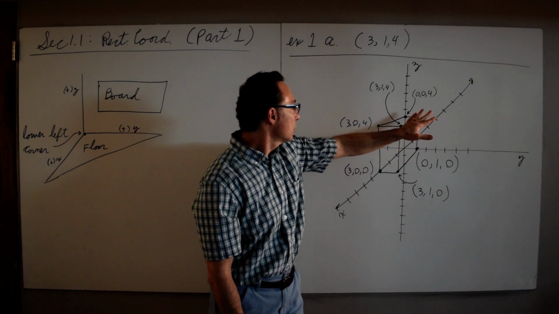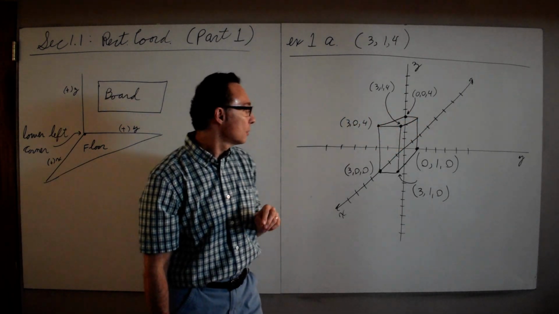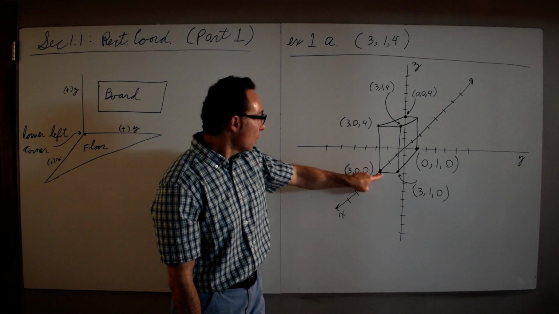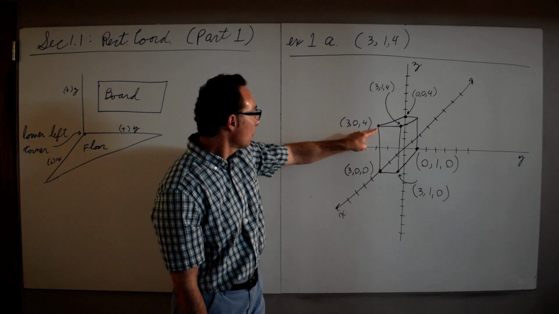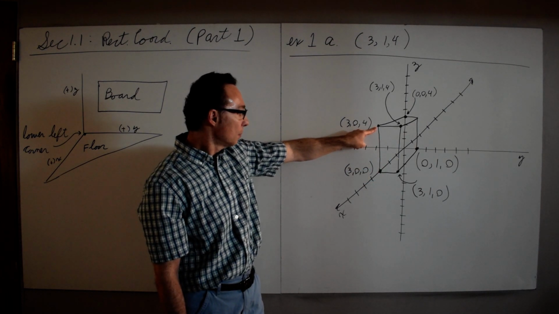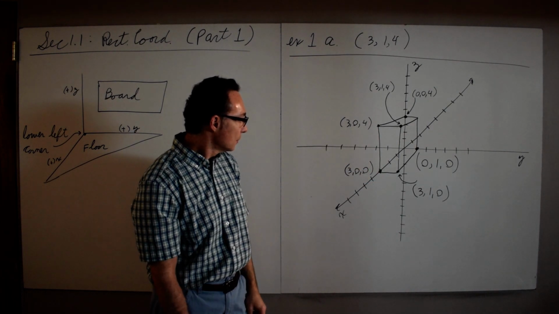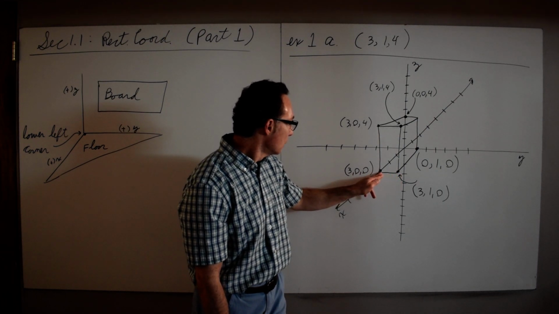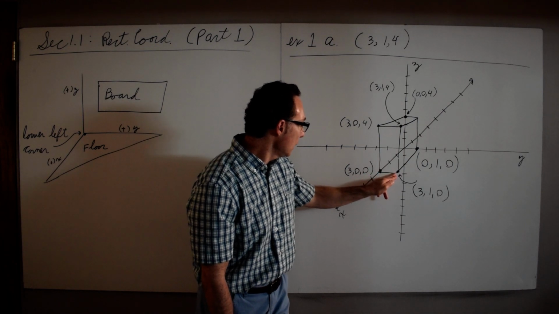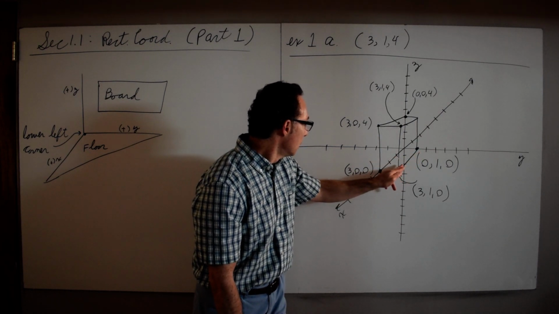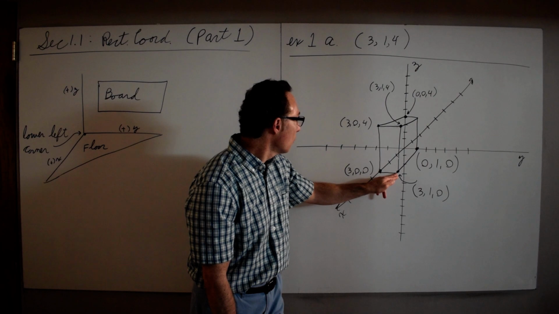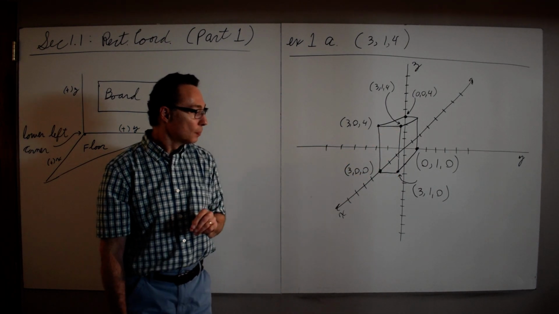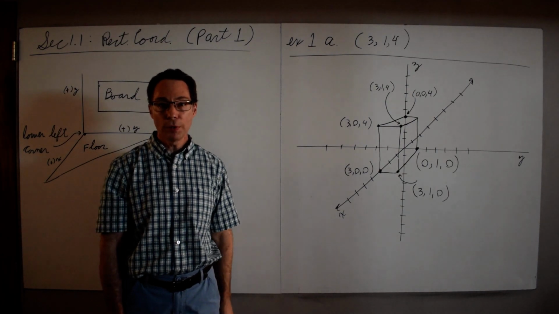I drew in some other points that we weren't necessarily asked to find. This is (3, 0, 0), which I talked about. Come up 4 units, this is (3, 0, 4). And we have (3, 1, 0), which I talked about. We come up, this is our (3, 1, 4). I will draw the other two points in the next video.